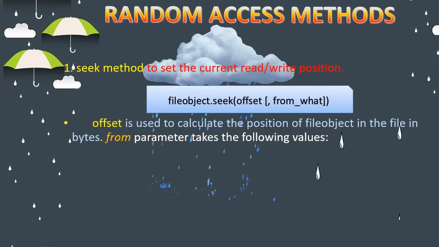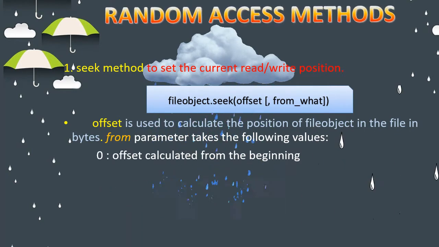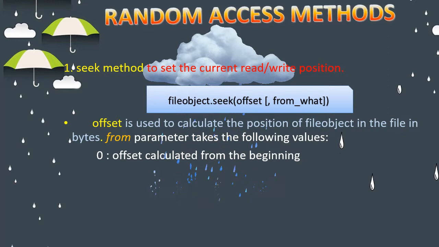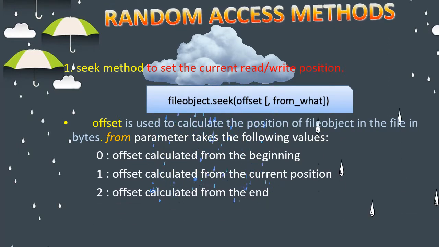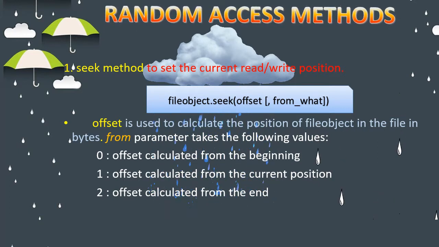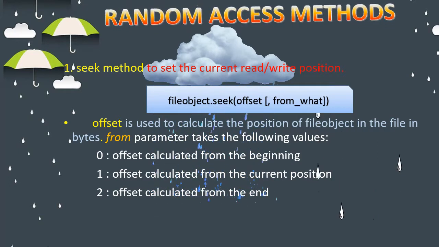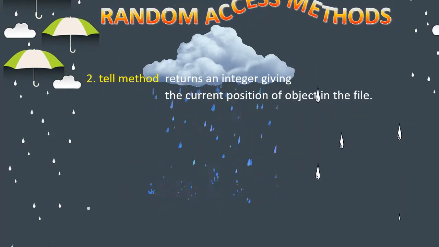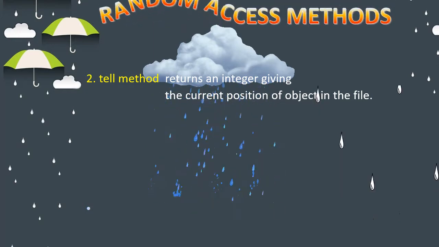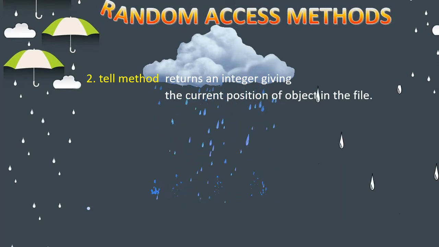The from parameter takes three values. 0 indicates the offset bytes will be calculated from the beginning, 1 indicates from the current position, and 2 indicates from the end. Positions 1 and 2 work only in binary mode, while 0 supports both modes. And the tell method returns an integer value which indicates the current position of the object.